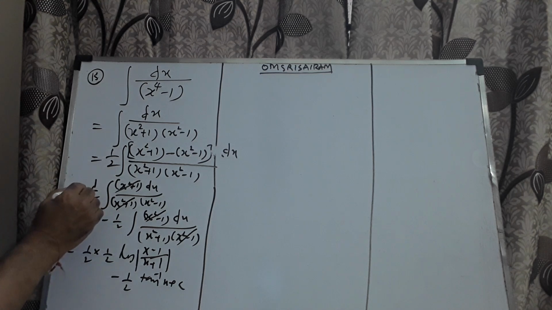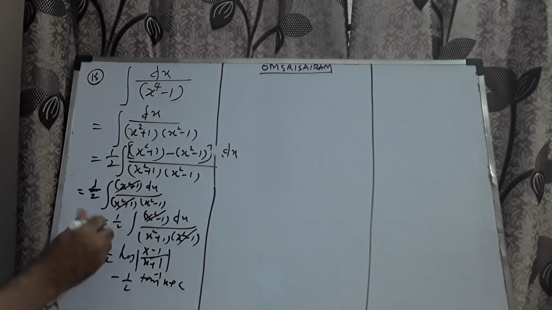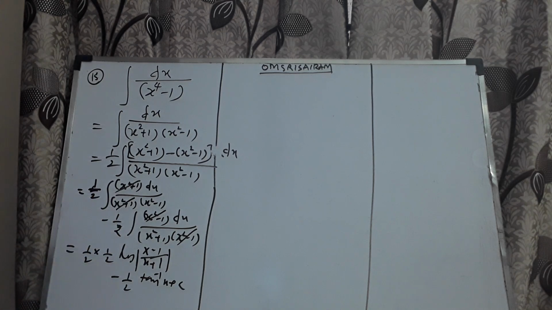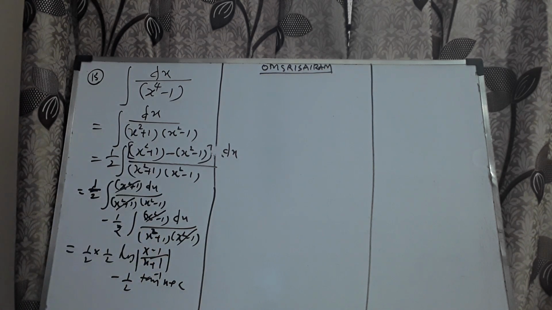Half, this is anyway half, sorry. Half integral x square plus 1 dx by x square plus 1 x square minus 1, minus half integral x square minus 1 dx by x square plus 1 x square minus 1. Here anyway, for the first one x square plus 1 gets cancelled. For the second one x square minus 1 gets cancelled. For the first one, the application of integral dx by x square minus a square is 1 by 2a log mod x minus a by x plus a. Next one is tan inverse x, therefore 1 by 4 log mod x minus 1 by x plus 1 minus half tan inverse x is the final answer.